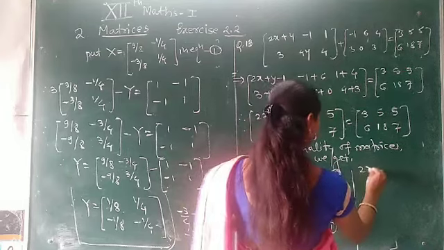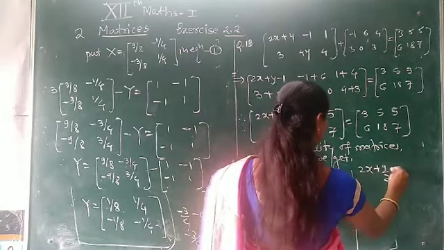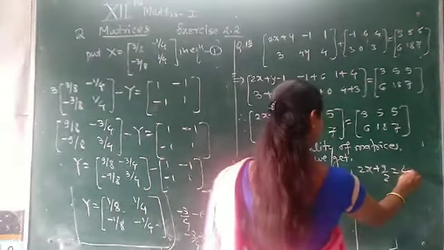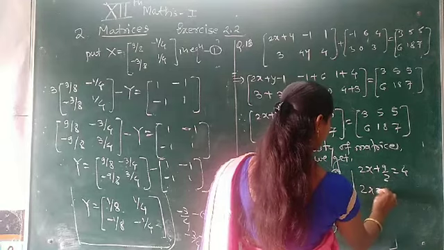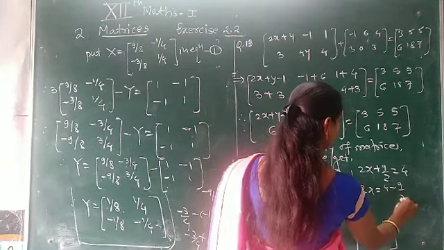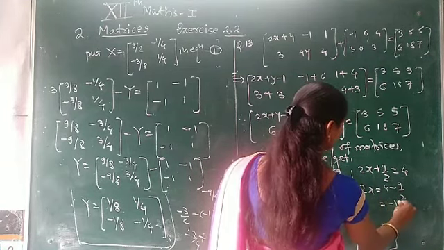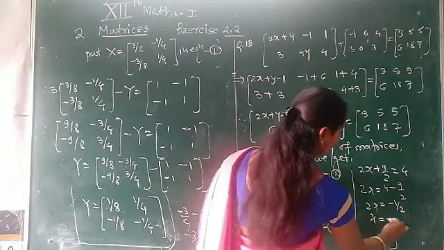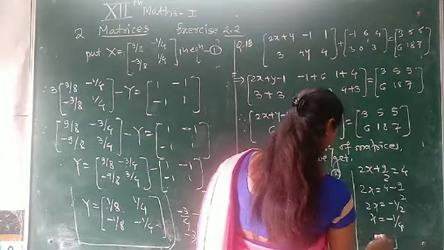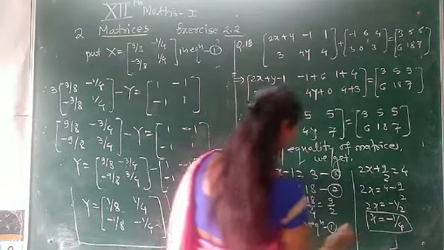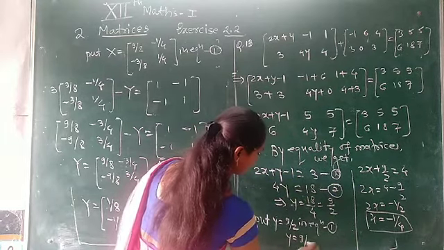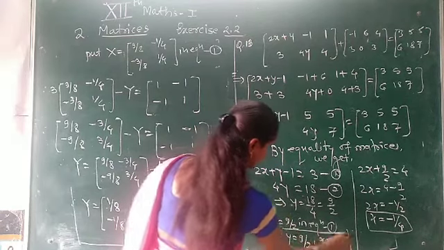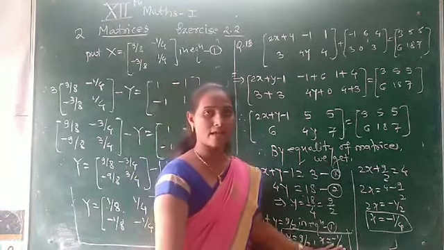Therefore 2x plus 9 upon 2 is equal to minus 1 plus 3 plus 1, that is 4. That is 2x is equal to 4 minus 9 upon 2, that is 8 minus 9, that is minus 1 half. Therefore x is equal to minus 1 upon 4. x is minus 1 by 4 and y is equal to 9 upon 2. So these are the values of x and y.